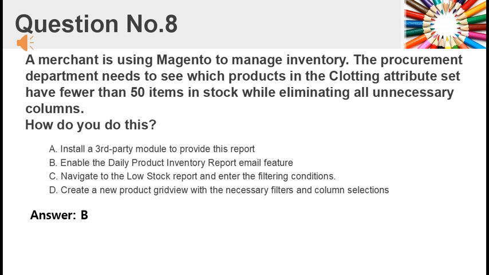A. Install a third-party module to provide this report. B. Enable the daily product inventory report email feature. C. Navigate to the low stock report and enter the filtering conditions. D. Create a new product grid view with the necessary filters and column selections. Answer, B.